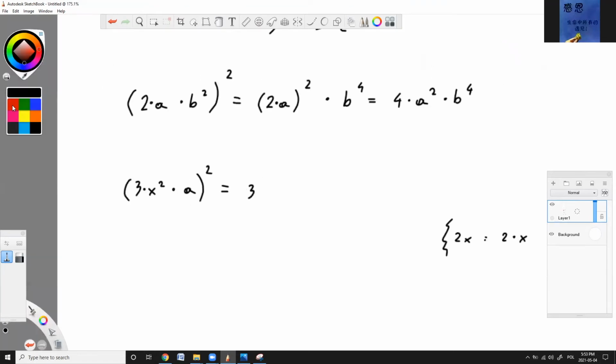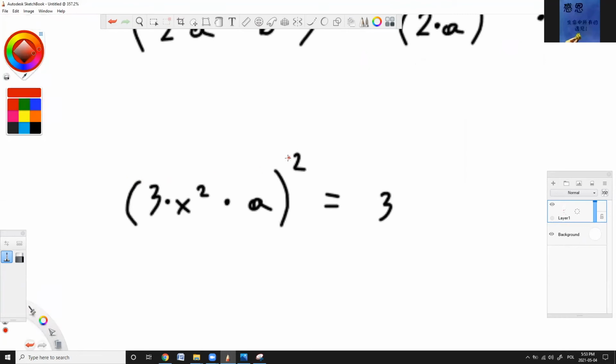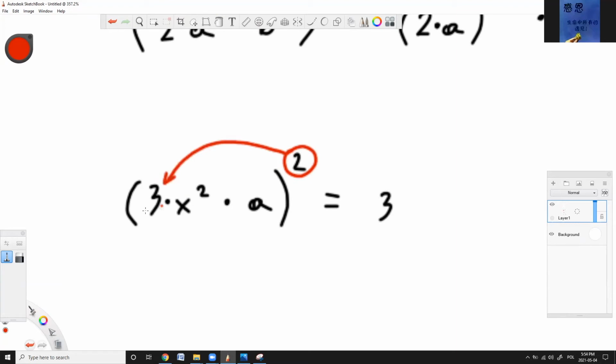How about applying this separately to all of the terms? So this 2 will apply to 3 separately. Yeah, 3 is a different independent term. Yeah, it's a different species. And also 2 will be applied to x squared and 2 will be applied to a.